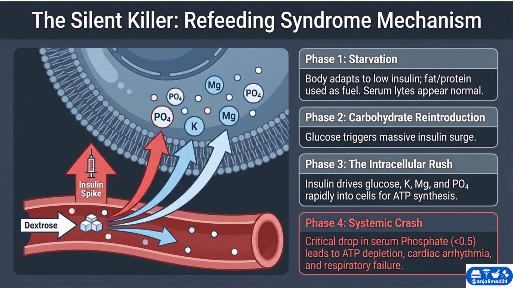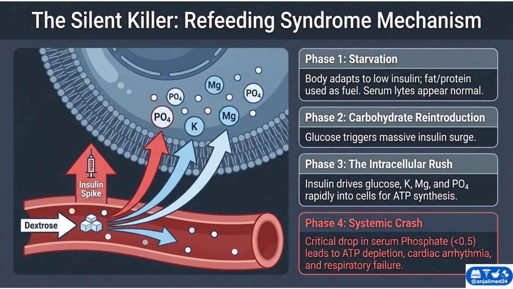To understand why refeeding syndrome is so dangerous, let's walk through its mechanism step by step. Phase 1 is starvation. During prolonged fasting or severe malnutrition, insulin levels fall, and the body switches from using carbohydrates to burning fat and protein for energy. Although the body's total stores of phosphate, potassium, and magnesium become depleted, blood levels may still appear normal, making the deficiency easy to miss.